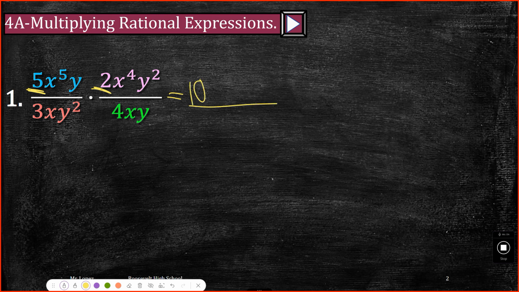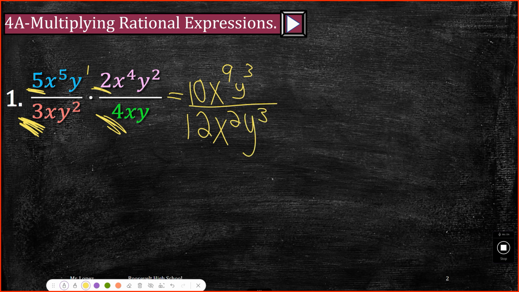5 times 2 was 10 here. X to the 5th times x to the 4th is x to the 9th. Y to the what? Y to the 3rd, because 1 plus 2 is 3. Numbers at the bottom are multiplied. 3 times 4 is 12. X times x, x squared. Y squared times y, y to the 3rd.